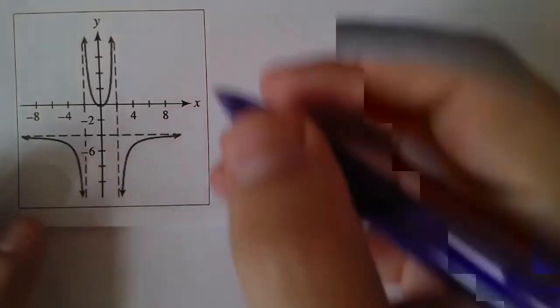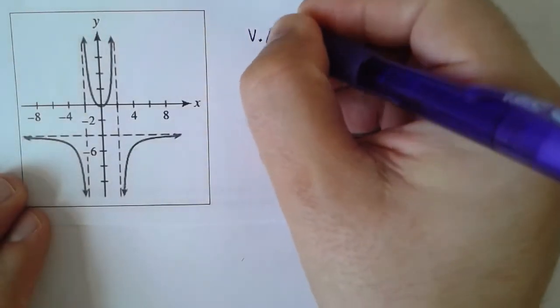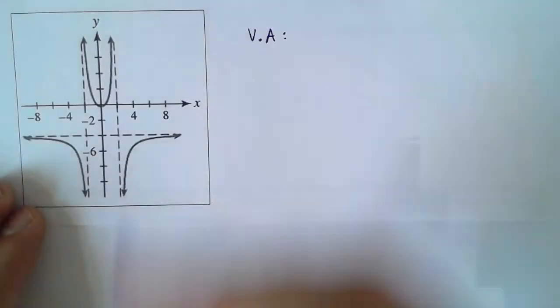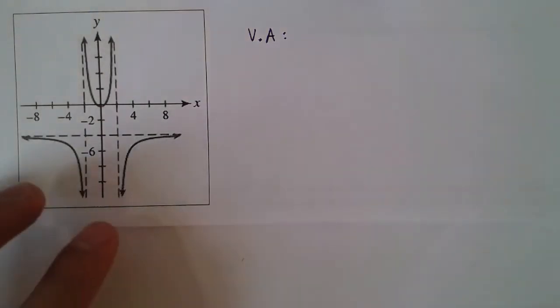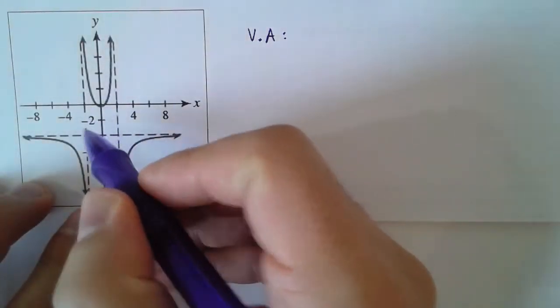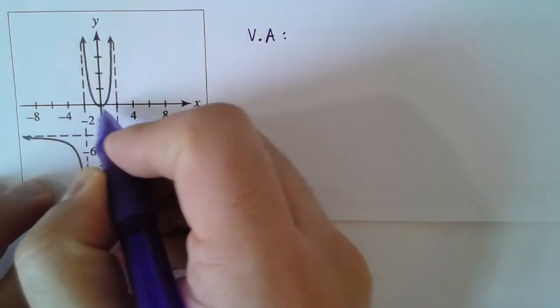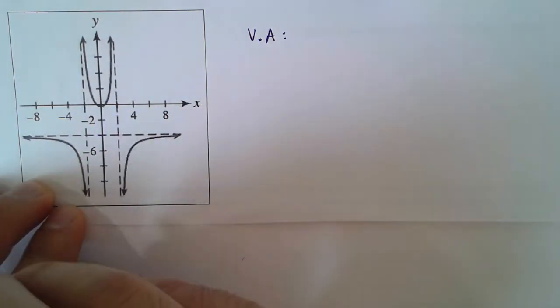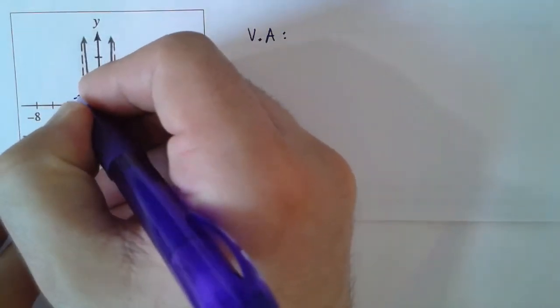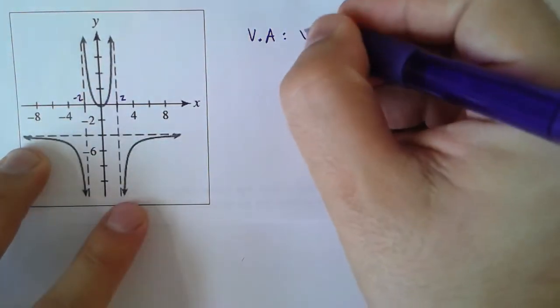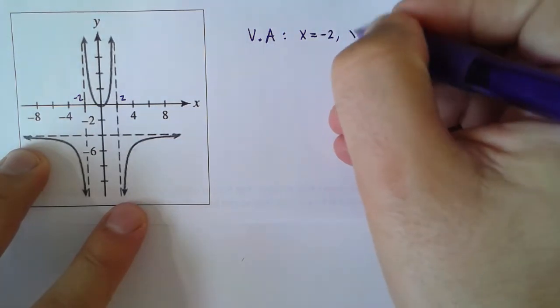See, for example, here, what are the vertical asymptotes? What are the vertical asymptotes? That's like -2, so that's like -4. Each unit has length 2. So this is 2, and this is -2. So the vertical asymptotes are x equals -2, then x equals 2.